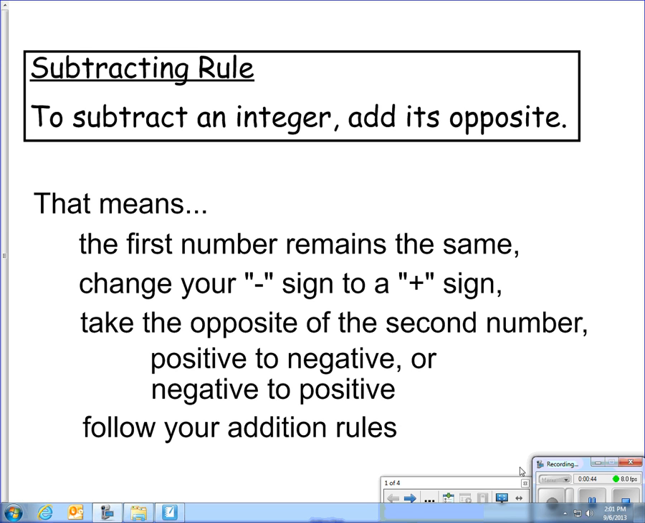And what that means is the first number is going to remain the same. Okay, so you have two numbers that you're subtracting. The first number remains the same. If it's -5, it stays -5. If it's 20, it stays 20.